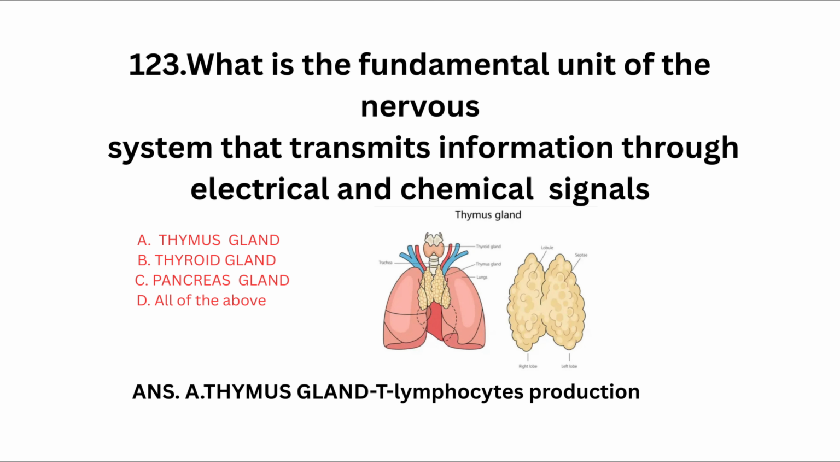123, what are the fundamental units of nervous system that transmits information through electrical and chemical signals? A, thymus gland. B, thyroid gland. C, pancreas. D, all of the above. It's already there, probably once I've given it already. Thymus produces the T lymphocytes. Just remember, the T lymphocytes are produced by the thymus.